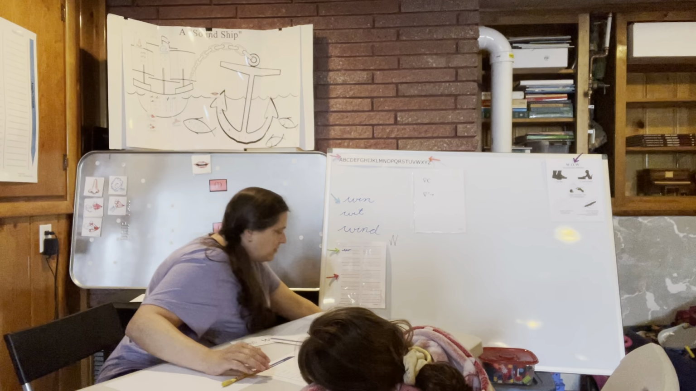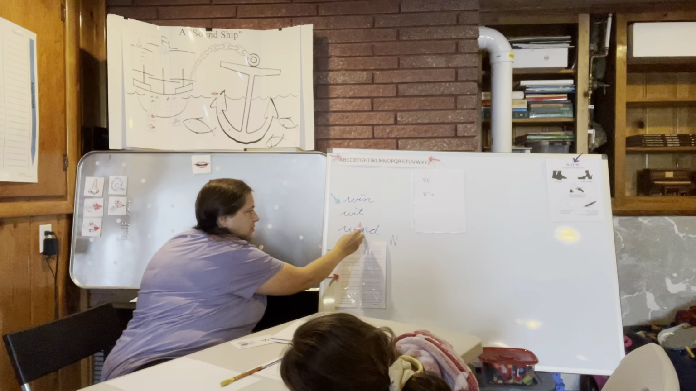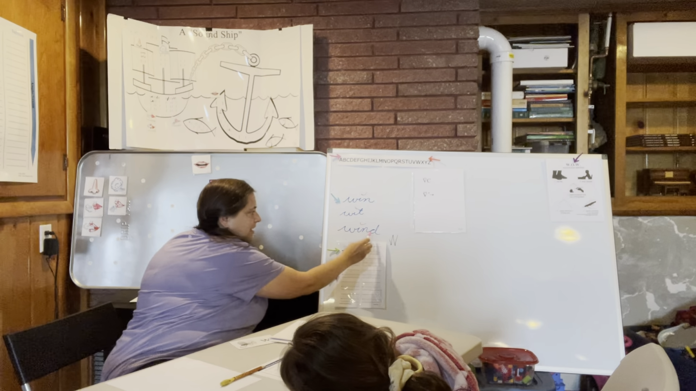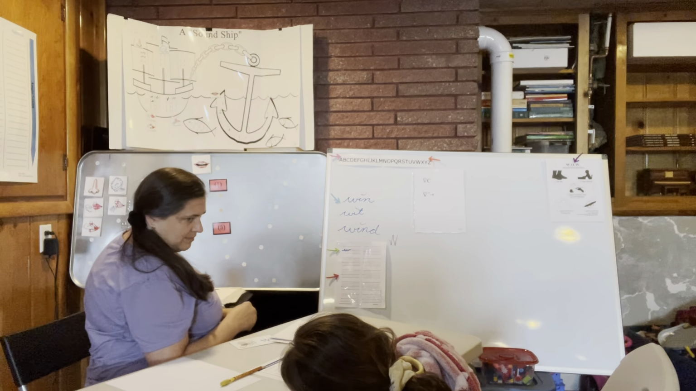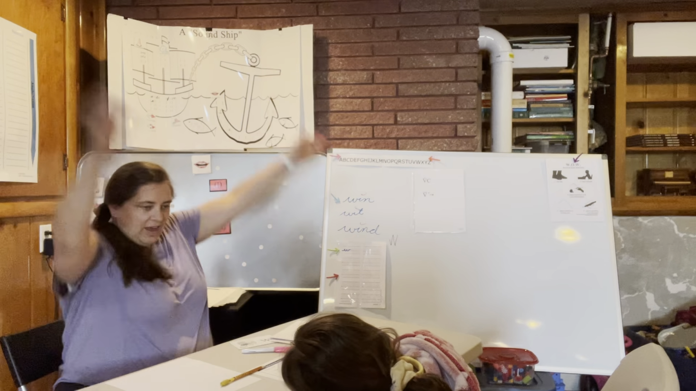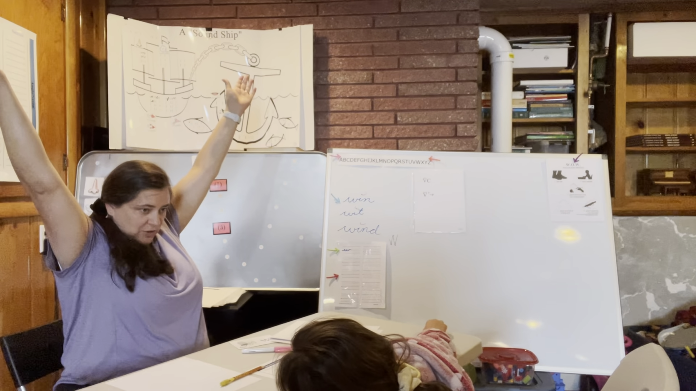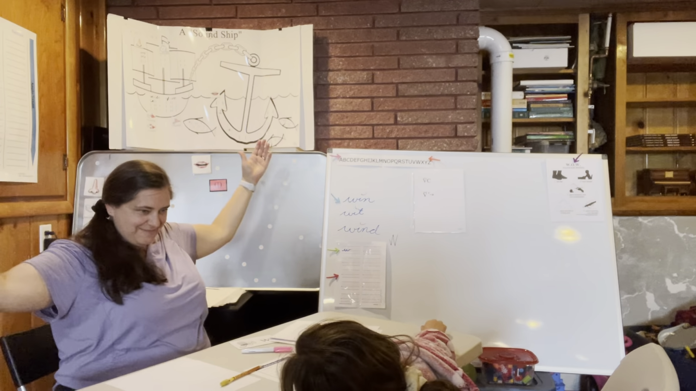A vowel in a closed syllable is short. We code it with a breve. So win. Vowel in a closed syllable is short, code it with a breve. Wit. And wind. Vowel in a closed syllable is short, code it with a breve. Can we sing our song first? Sure. Vowel in a closed syllable is short, code it with a breve. Vowel in an open syllable is long, code it with a macron.